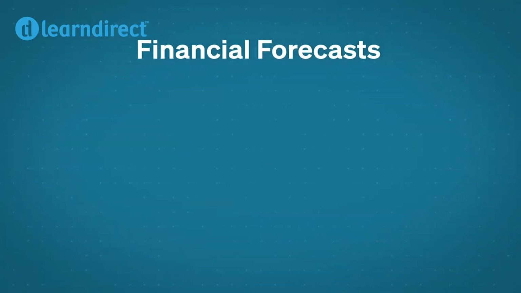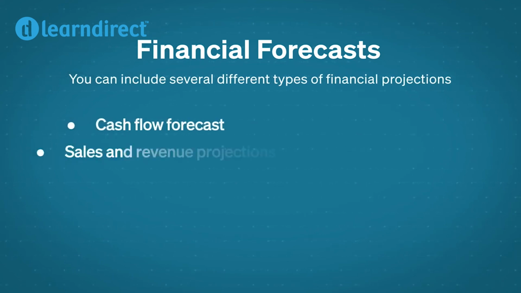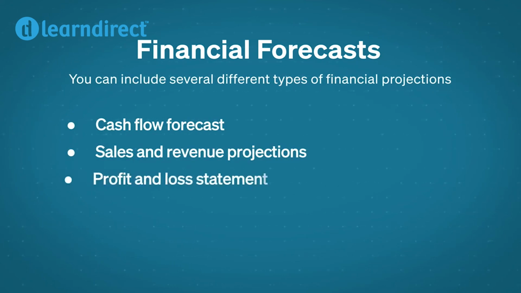Financial forecasts. In this section of a business plan, you can include several different types of financial projections, such as a cash flow forecast, sales and revenue projections, and a profit and loss statement. The aim of these projections is to show a realistic development of the business and to ultimately gauge if the business can be a profitable venture. The course content shows examples of a cash flow forecast, a sales forecast, and a profit and loss statement, all using personal training specific figures. I would argue that this is the most important area. Leave no stone unturned and be as accurate as you can with your numbers.